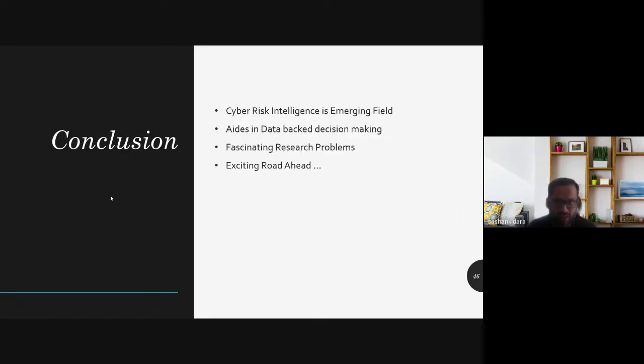So to conclude, cyber risk intelligence is an emerging field with a lot of fascinating problems. This definitely helps data-backed decision making. Fascinating research problems are there, which we have discussed, and there's a lot of exciting road ahead. So that's my conclusion.